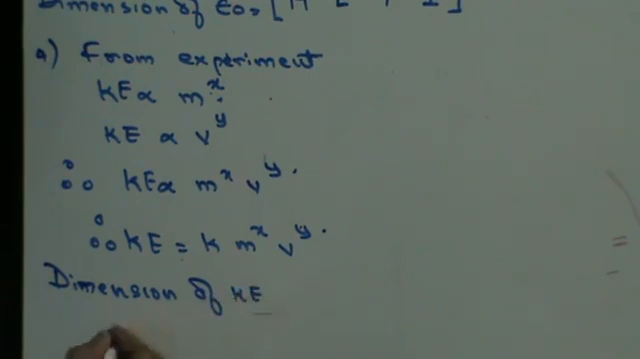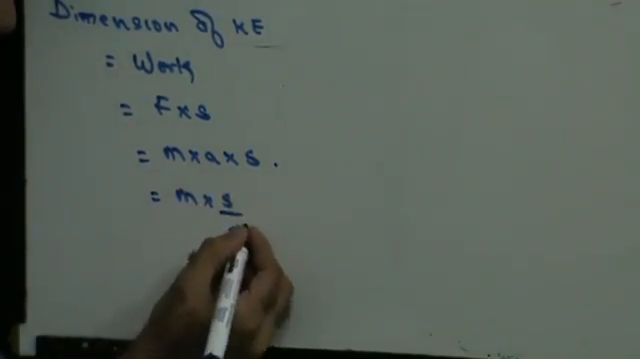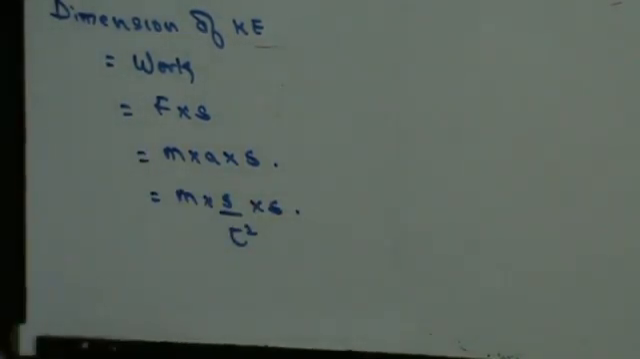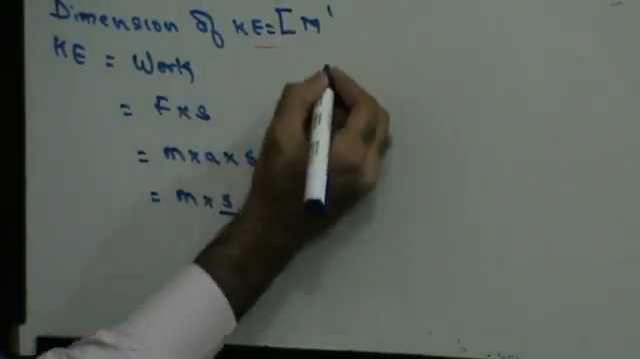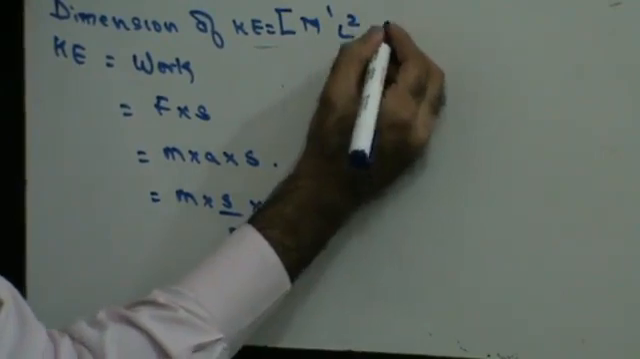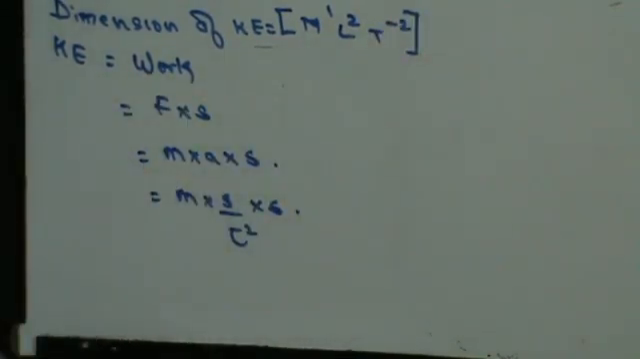Dimensions of kinetic energy. Energy is the capacity to do work. Work is defined as force into displacement. Force is defined as mass into acceleration. Acceleration is defined as displacement upon time square, into displacement. Therefore, I can say that dimensions of kinetic energy is going to be equal to m1 L2 T minus 2. Right?